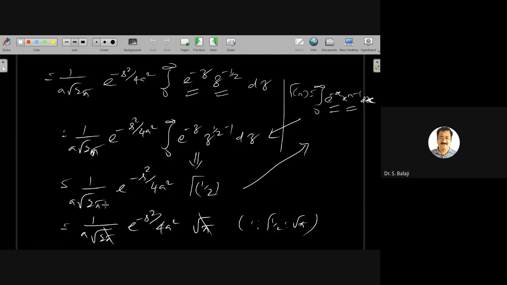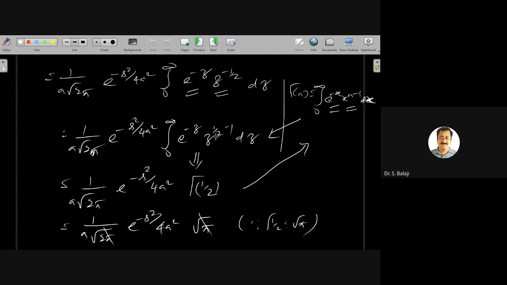1 by root 2 pi, e power minus s square by 4a square. Now it is like a gamma integral form: e power minus x, e power minus z, x power n minus 1, z power 1 by 2 minus 1, dx dz, 0 to infinity. So instead of n here, 1 by 2 is present. Therefore, this is gamma n, gamma 1 by 2.